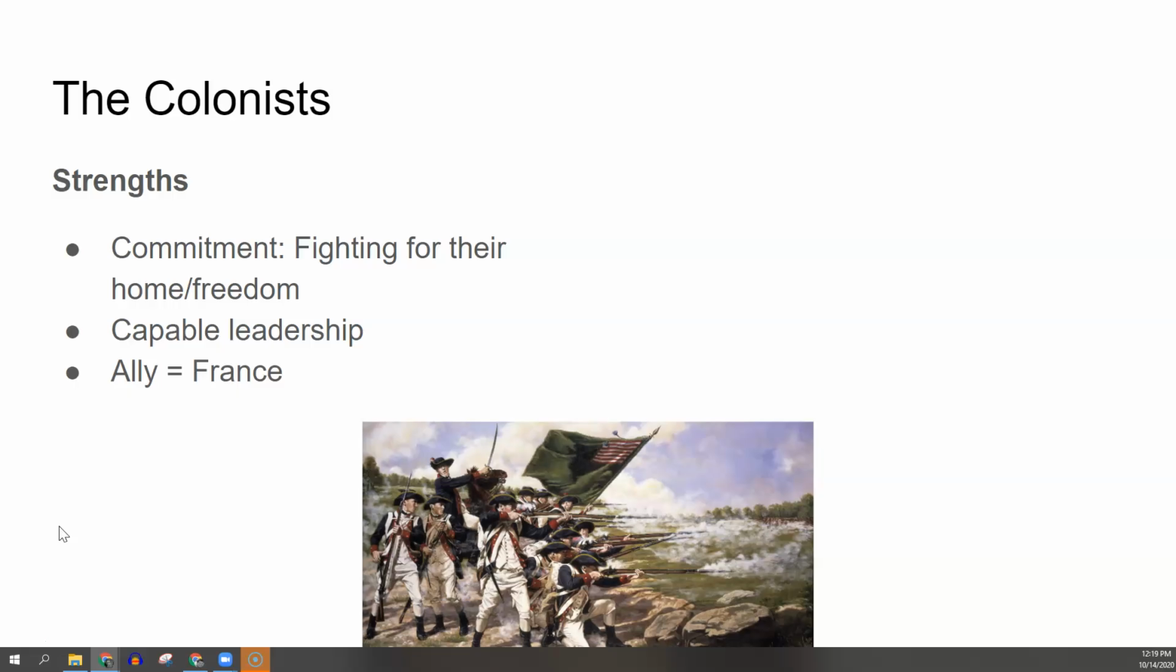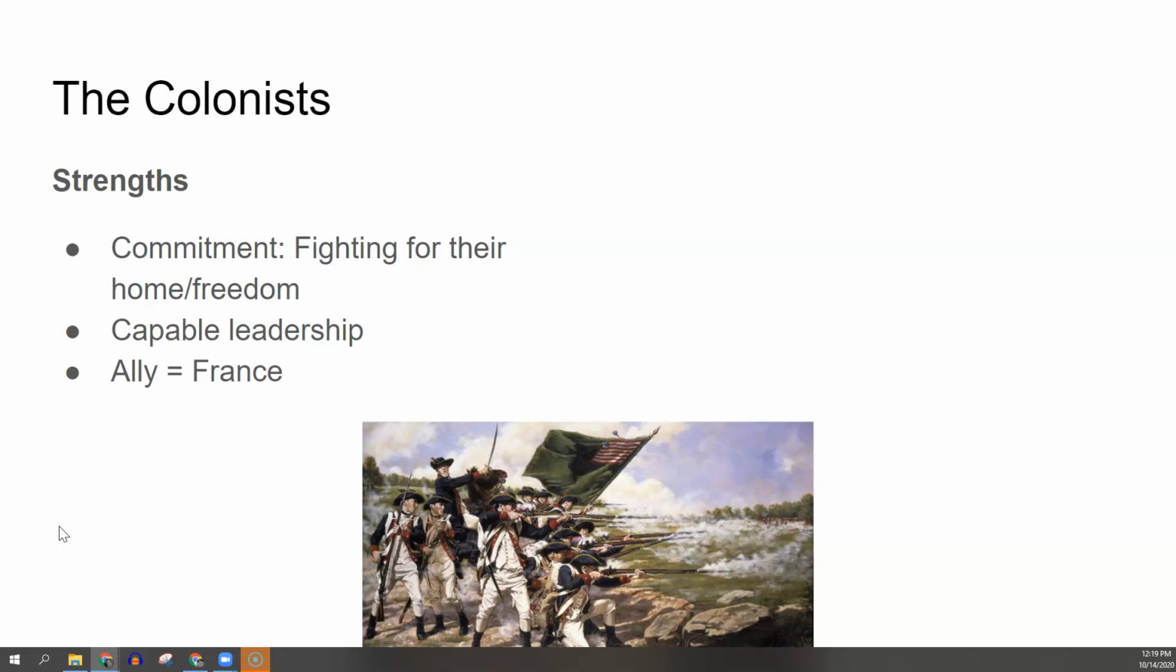So you can see here, the colonists had several strengths. First, one of the biggest strengths is they're fighting for their home, their freedom. They have a strong commitment to their cause. They have a sense that they have been treated unjustly, and so what they are fighting for is a just cause, and there's a lot to that. They have much capable leadership. That certainly centers around General Washington, but there are many other capable leaders as well.